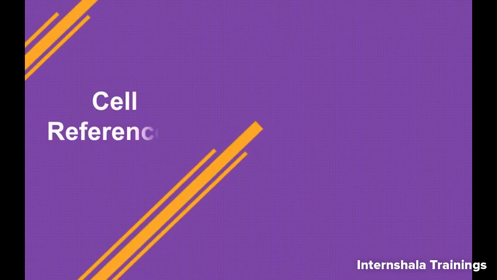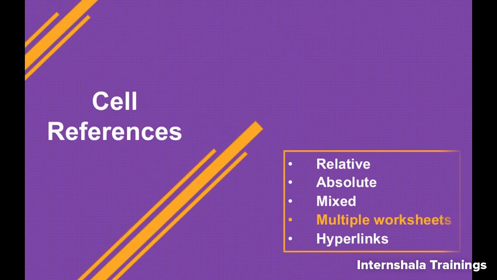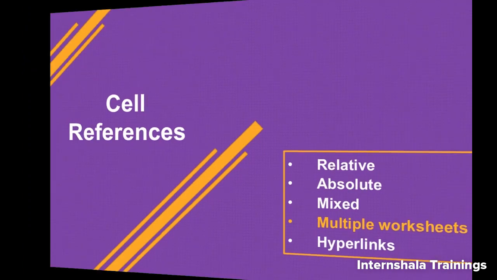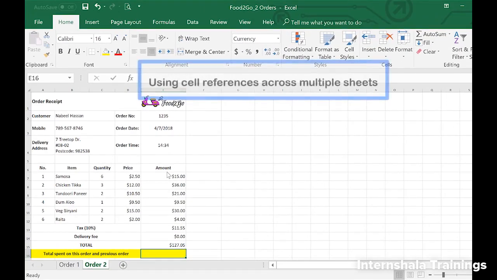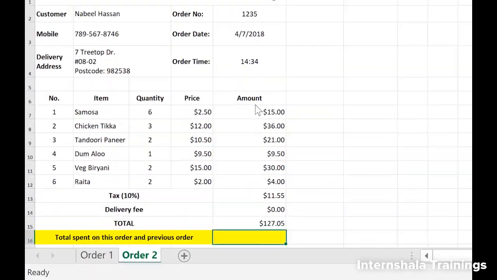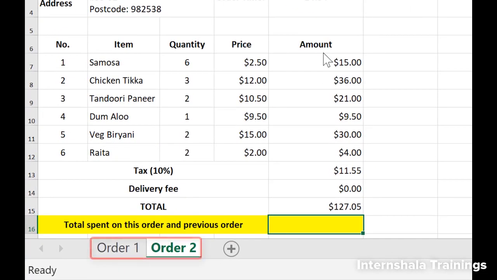Now there's one last thing we need to know about cell references, and that's how to use them across multiple worksheets. Sometimes when writing a formula, we want to reference a cell that's not on the same worksheet. Here we have an Excel workbook containing 2 worksheets with a customer's order receipts.